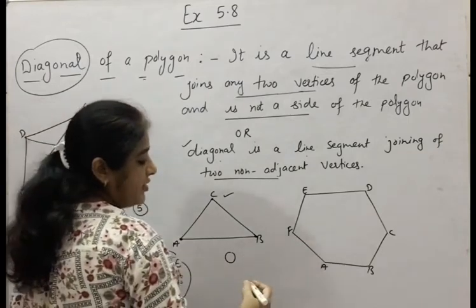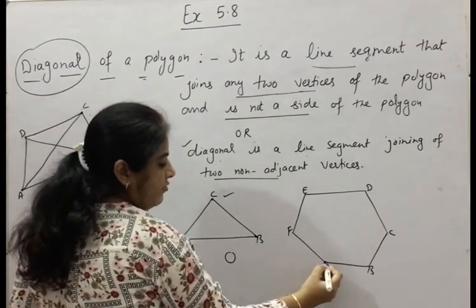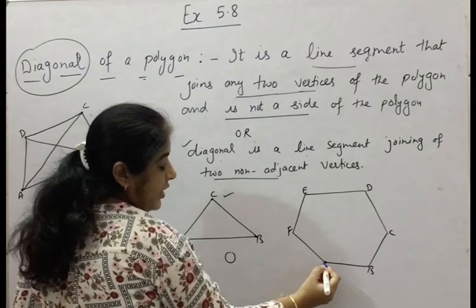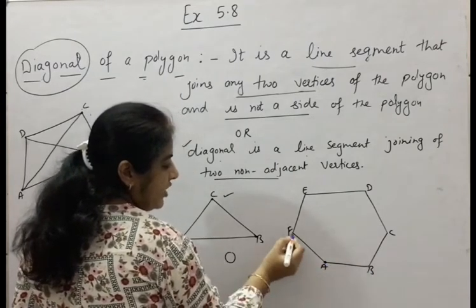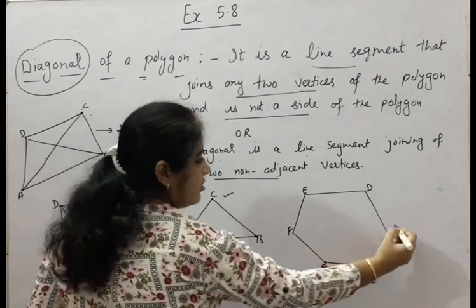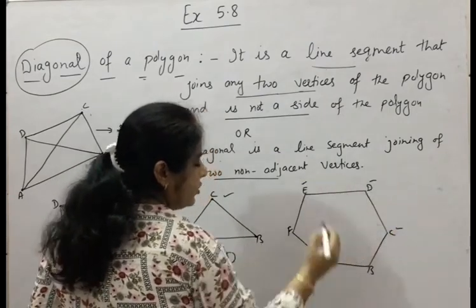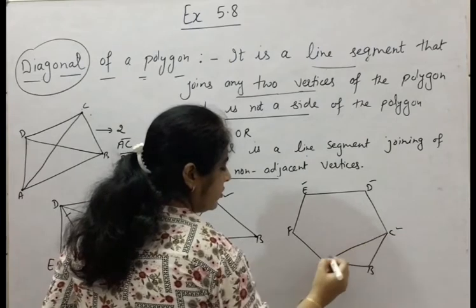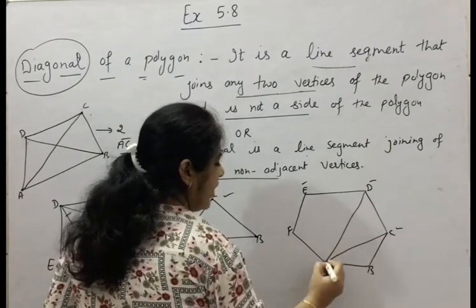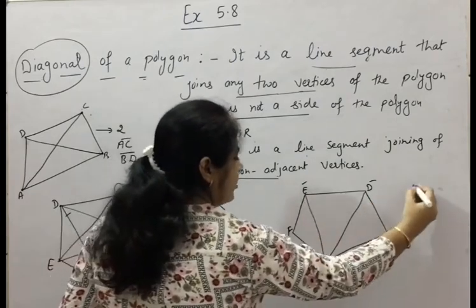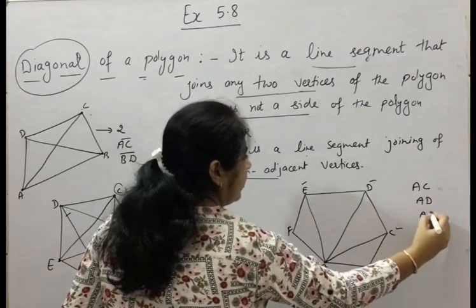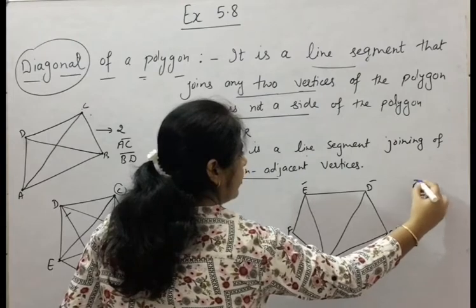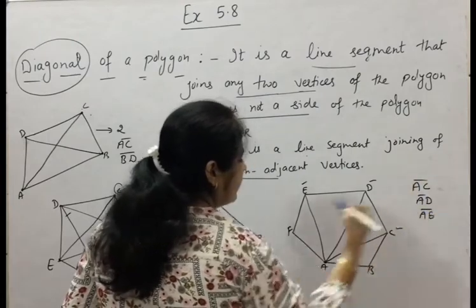Now we come to the hexagon. We are standing first on A. The adjacent vertices of A are B from this side and F from this side. So the non-adjacent vertices are these three. We join this to this, to this, and this to this. Name them AC, AD and AE. These are line segments, so put this sign.